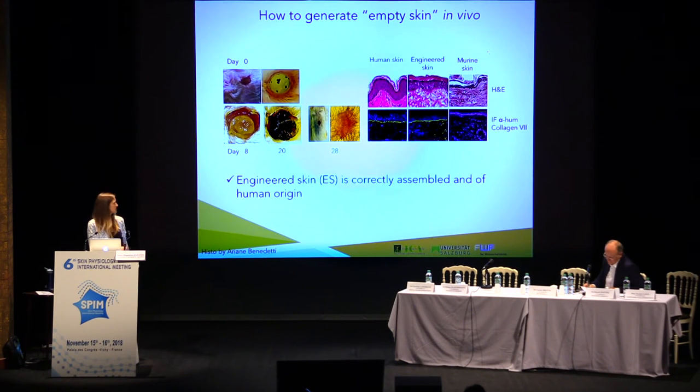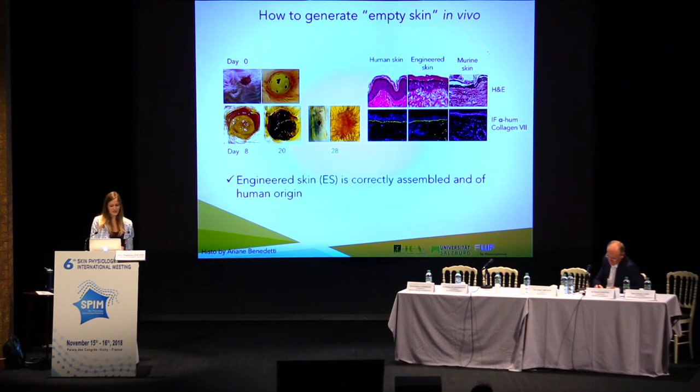We performed H&E staining, and we could see that the engineered skin shows features of human skin architecture, such as a multilayered epidermis and the formation of the stratum corneum. Also, the engineered skin is able to produce human structural proteins like type 7 collagen that's produced in the basal membrane zone. So therefore, we suppose that it's correctly assembled and also of human origin.